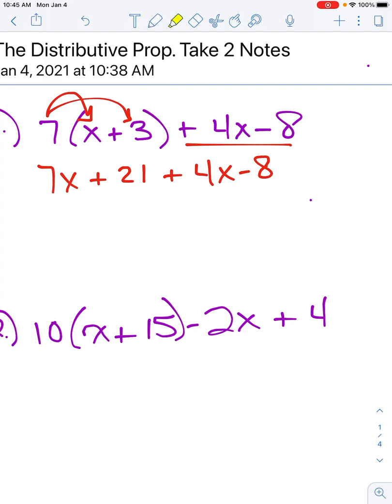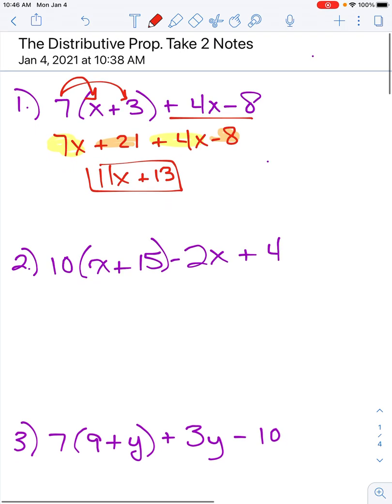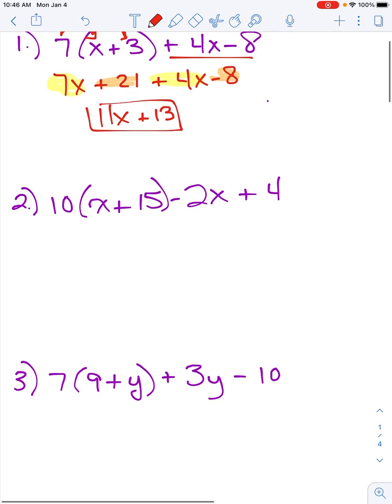Now we're going to combine our like terms, okay? So I have a 7x here and a plus 4x here. 7x plus 4x is 11x. And then I have 21 and it's minus 8. So 21 minus 8 is 13, and it would be a positive 13. So our answer is 11x plus 13. Okay, go ahead and write down number 2 and then unpause.